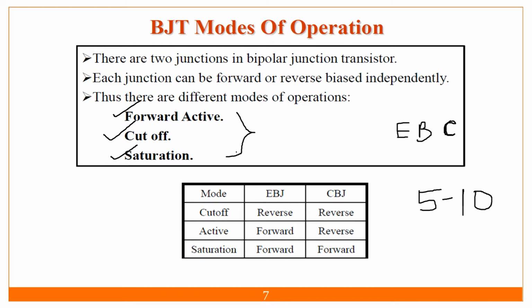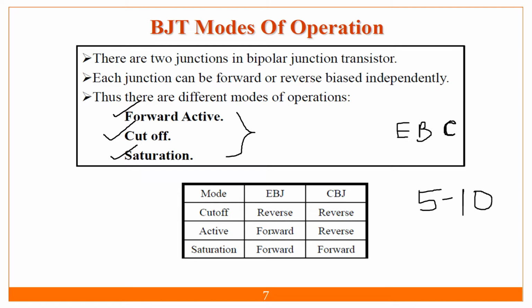So if I'm talking about these two, there are two junctions, that is nothing but the emitter junction and the collector to base junction. So in the cutoff mode, both junctions, that is the emitter to base and collector to base junction, are both in reverse bias. Okay, they are both in reverse bias.